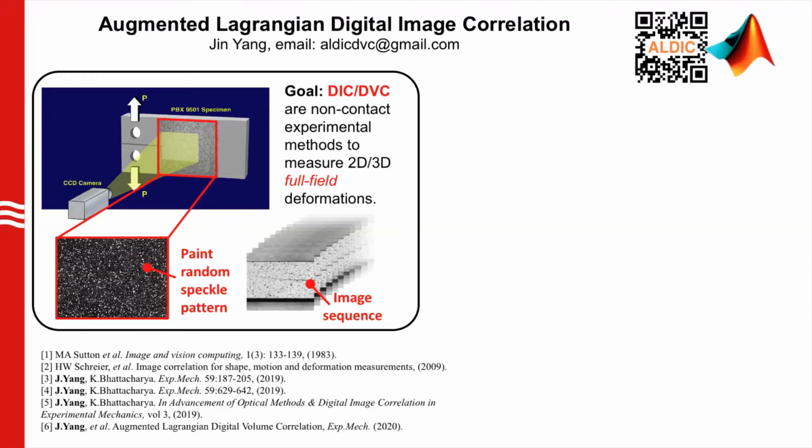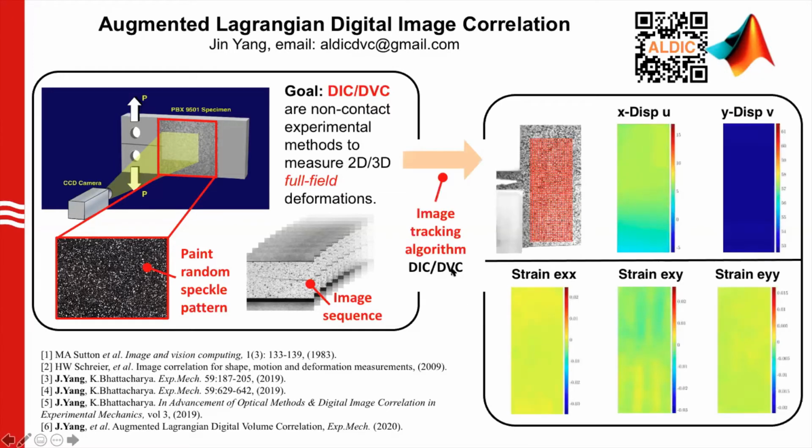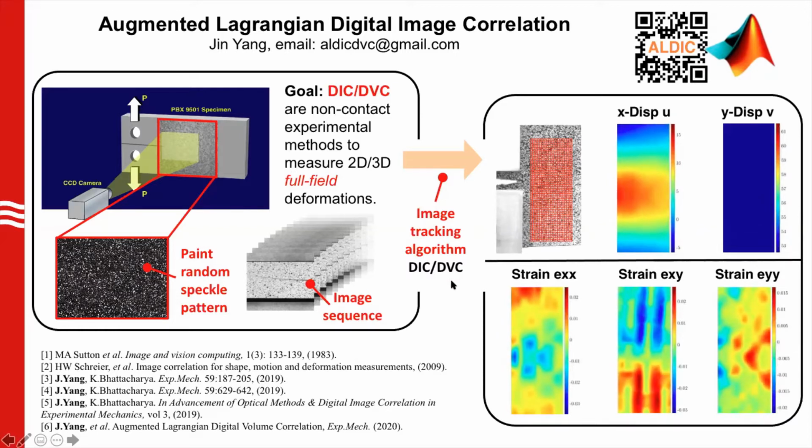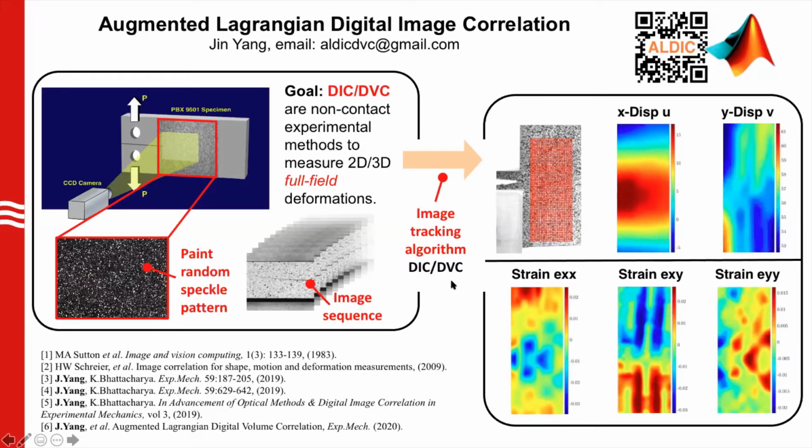For example, usually we paint the sample surface with some speckle pattern, and we use the high-speed camera to track the image. Then with some image tracking algorithm, we can solve the displacement field, and then we also get the strain field. And here the ALDIC is the most accurate and robust image tracking algorithm.